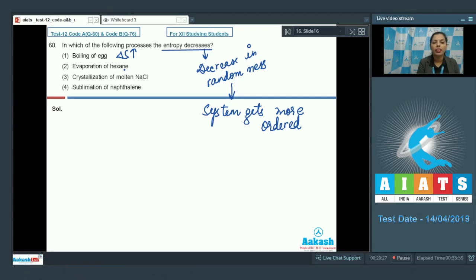Further, evaporation of hexane. In case of evaporation of hexane, the liquid was there and it gets evaporated to be converted into vapor. It means entropy is also increasing in this case. Further, crystallization of molten NaCl. You have molten NaCl in liquid state, and you crystallize it. It is getting changed into the solid state. It means in this case here is a liquid that's getting changed into solid, more ordered form, and that's why you can say delta S decreases in this case. It will be our correct answer. Let's check next also. Sublimation of naphthalene. Solid naphthalene balls you have, and these are sublimed to give you vapors of naphthalene. Definitely in that case also delta S value will increase. So third is the correct answer for this question. So I'll choose option 3.